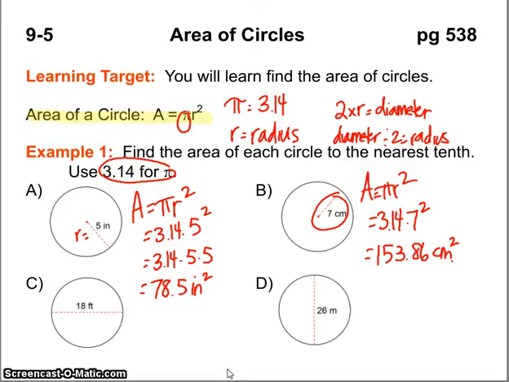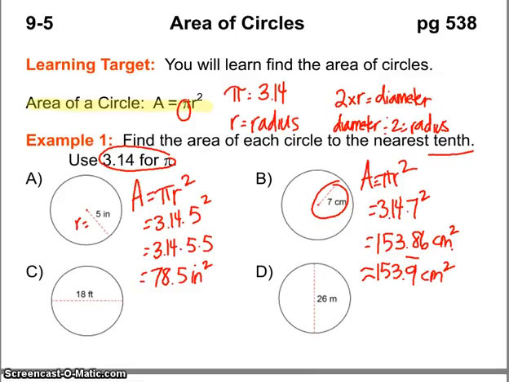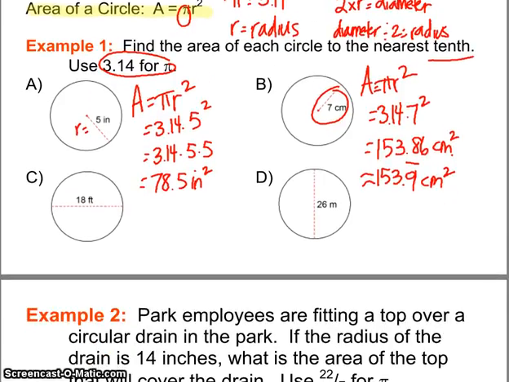Now looking at the directions, it says to find the area of each circle to the nearest tenth. So let's round this. 153. The 8 is in our tenths place value, so the 6 tells us to go up to 9. There we go. Again, making sure we are paying very close attention to the directions.